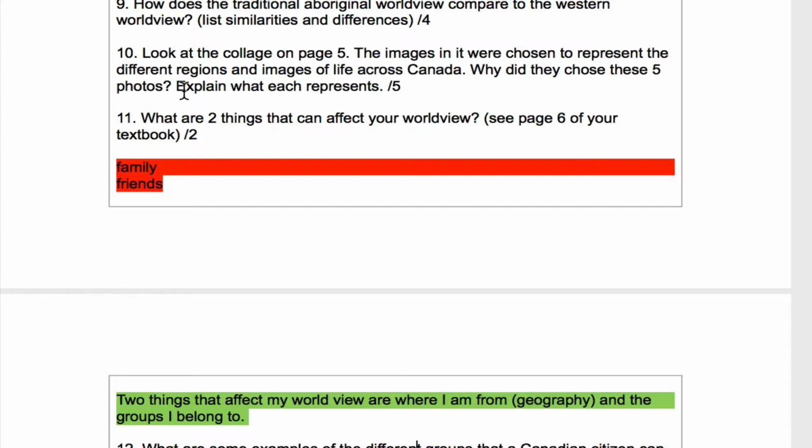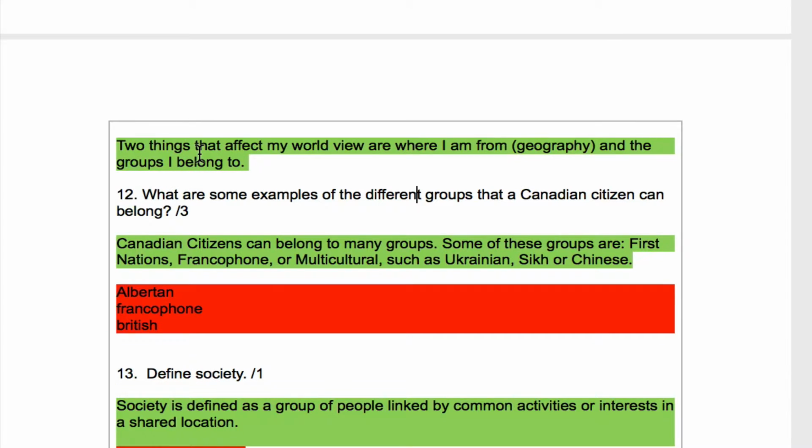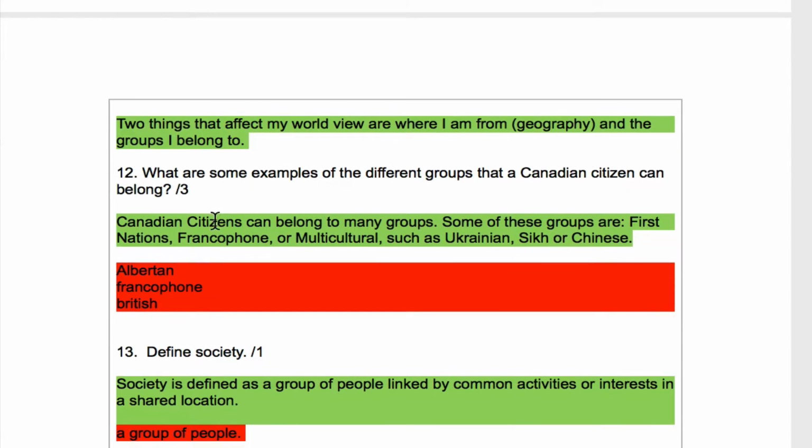Family and friends are pretty close together if we're talking about groups that we belong to. So family and friends probably both have the same influences on you. So a good answer to this question would be: 2 things that affect my worldview are where I am from and what groups I belong to. As you can see, there's a big difference between those 2 answers. I know some of you have done the one-word answers, but that's not going to work for the rest of the year. We need to start using full sentences.